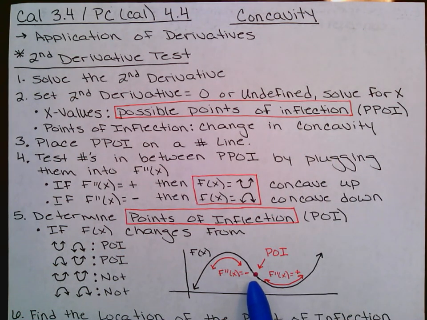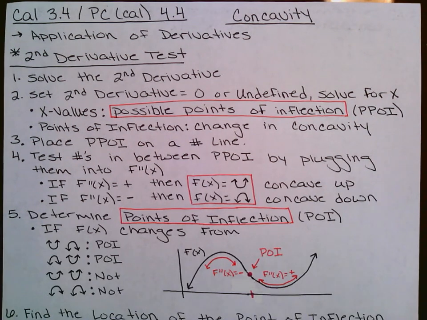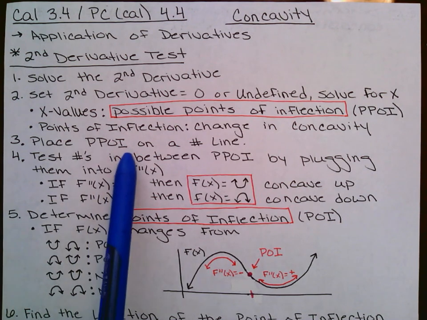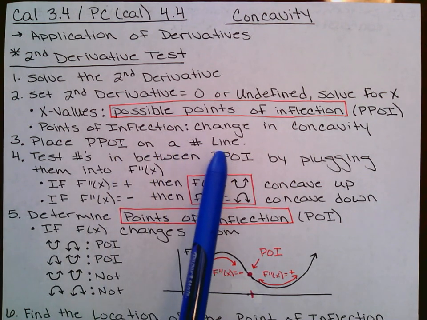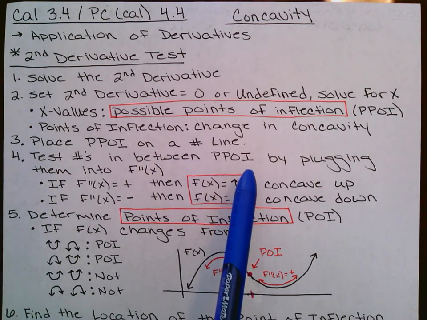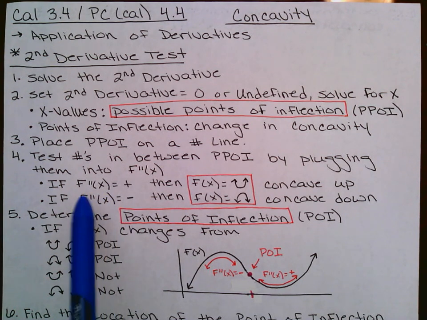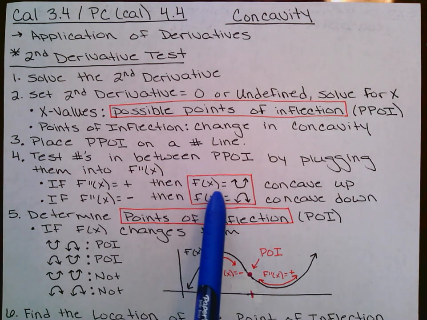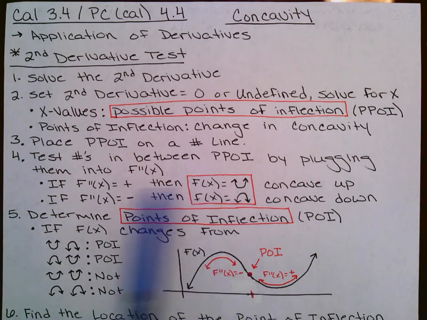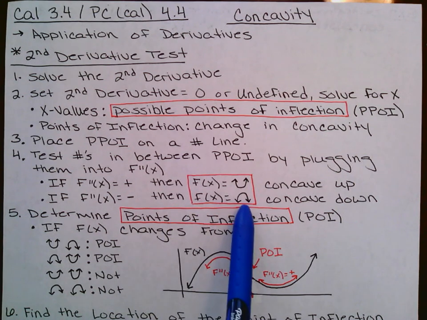So if you look at this image right here, this dot where I switch from concave down to concave up is called the point of inflection, okay? Next, you're going to put those possible points of inflection on a number line, just like we did with the critical numbers, okay? You're going to test the numbers in between those possible points of inflection by plugging them into the second derivative, okay? If you get a positive number out, that indicates that you are concave up. If you get a negative out of the second derivative, then that indicates that you are concave down, okay?